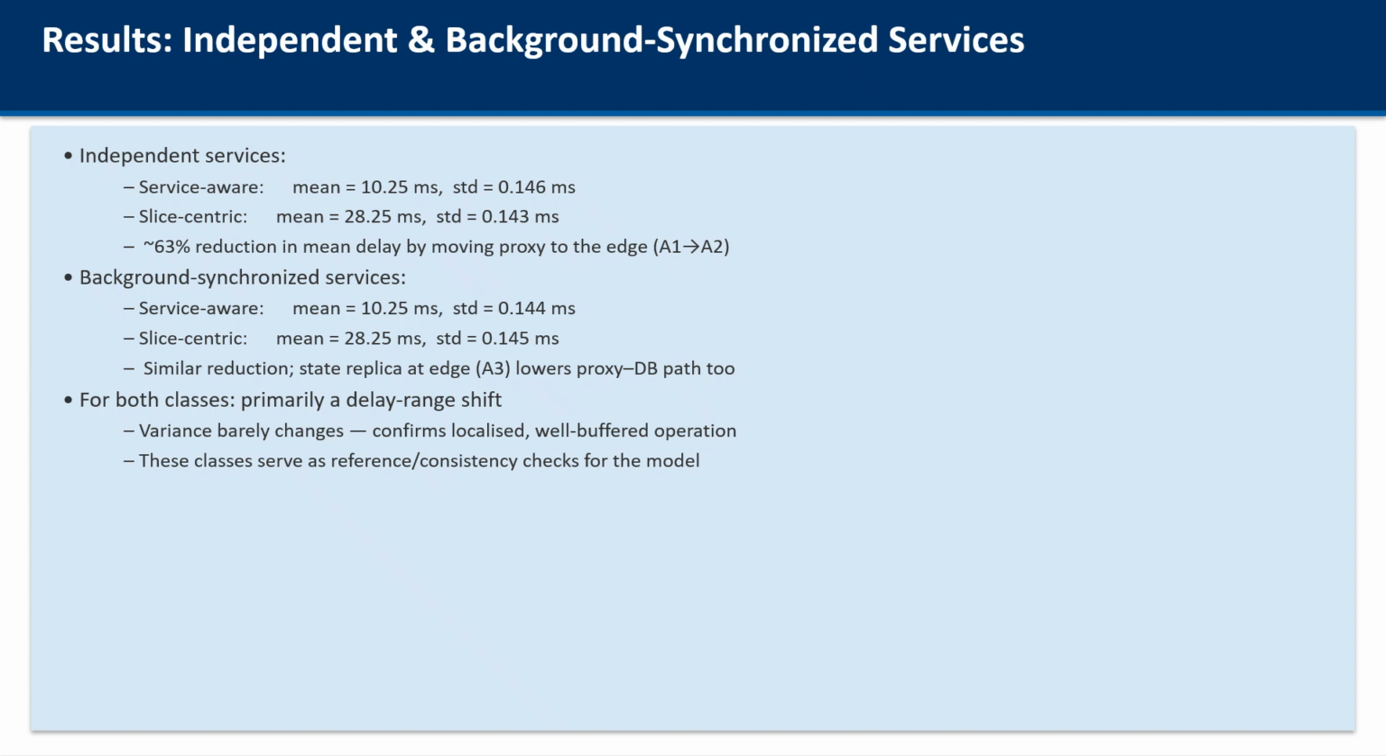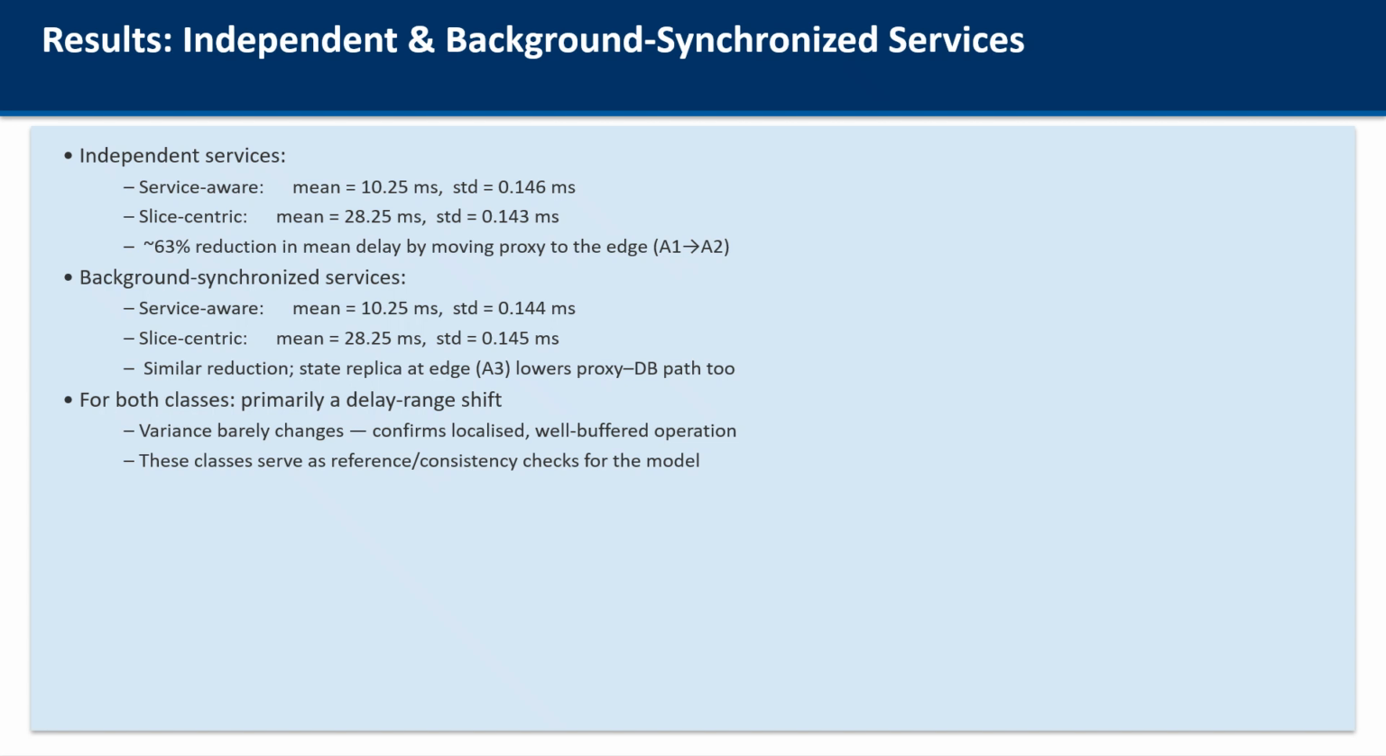Let me present the results. For independent services, service-aware placement, archetype A2 with a local proxy reduces mean delay from about 28 milliseconds to about 10 milliseconds. That is roughly a 63% reduction simply by moving the proxy to the edge instead of leaving it at the core. The standard deviation barely changes in both cases, indicating a well-localized, consistently fast service regime.